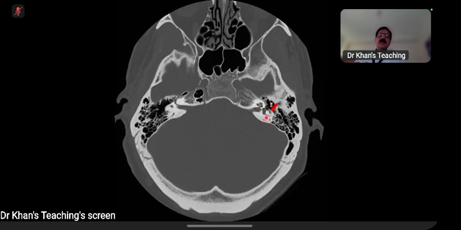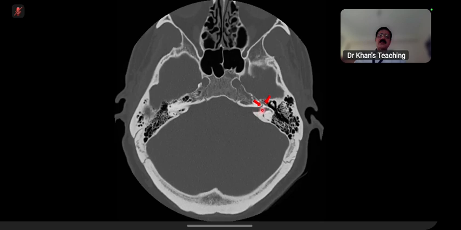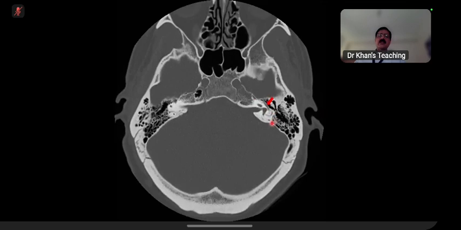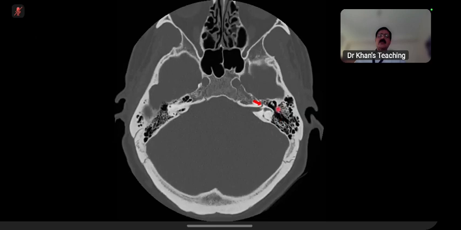Go superior to the cochlea. As I'm going superiorly, we can see this structure here. This is the labyrinthine portion of the facial nerve. It goes anteriorly, the geniculate ganglion, and on here, this is the lateral semicircular canal. You can see it makes this circle. And lateral to the lateral semicircular canal is the middle ear.